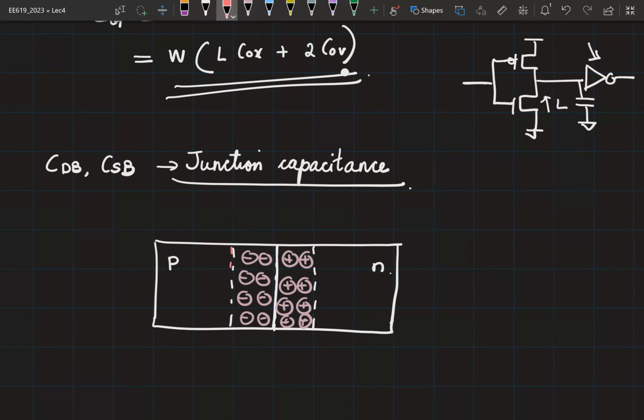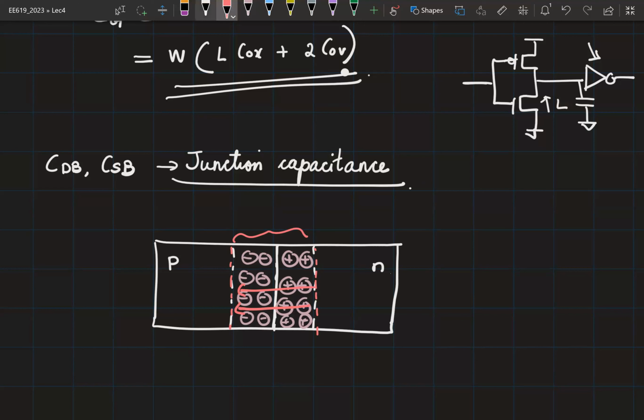On this side, you have free holes, and on this side, you have free electrons. So on either side of the depletion region, you have charges that are free to move, right? And in the center, in this region, you have no charges that are free to move. Also, you will have an electric field that extends from one side to the other. So you can think of this as a parallel plate capacitor.